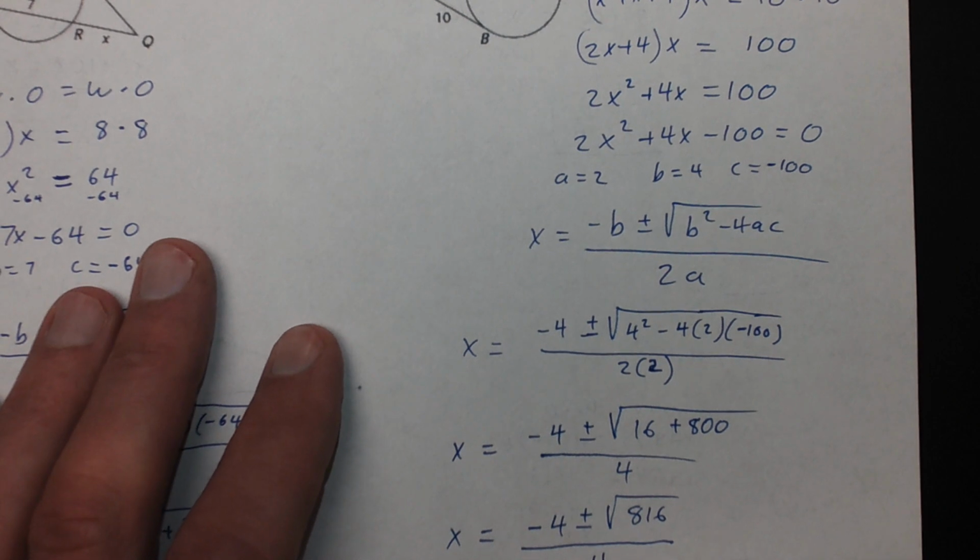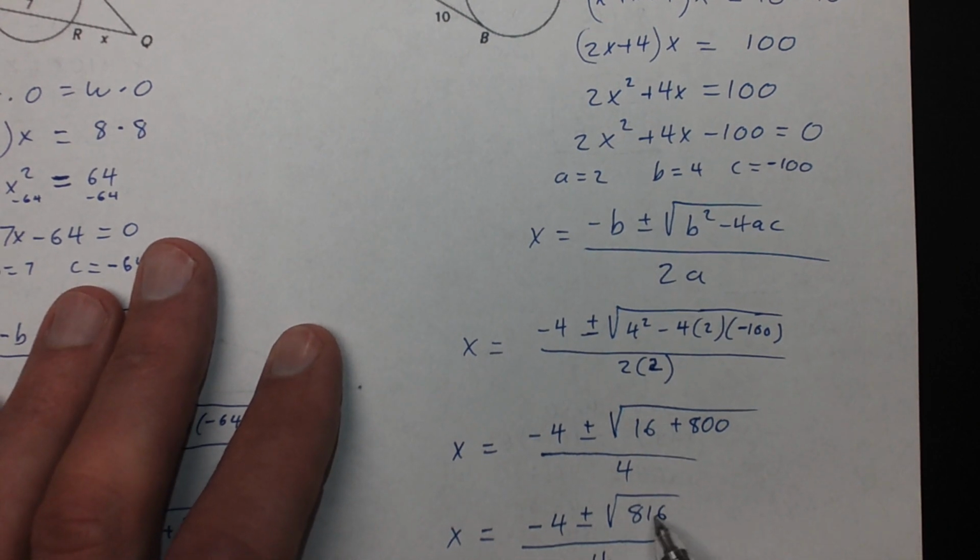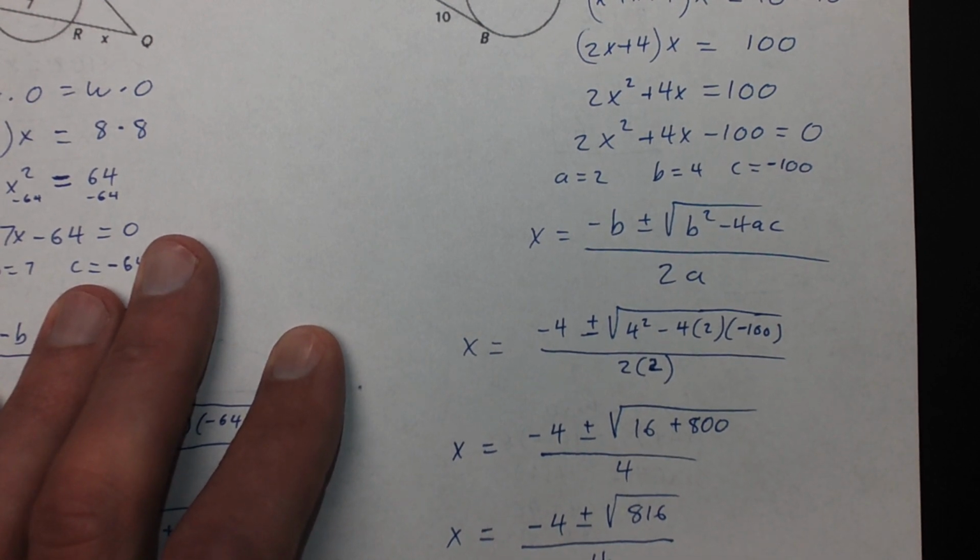So plug this into your calculator. Negative 4 plus the square root of 816, all that divided by 4. X could be equal to the positive number, which is approximately 6.1. Or if you do the minus, negative 4 minus the square root of 816, all that divided by 4, you could get a negative 8.1.